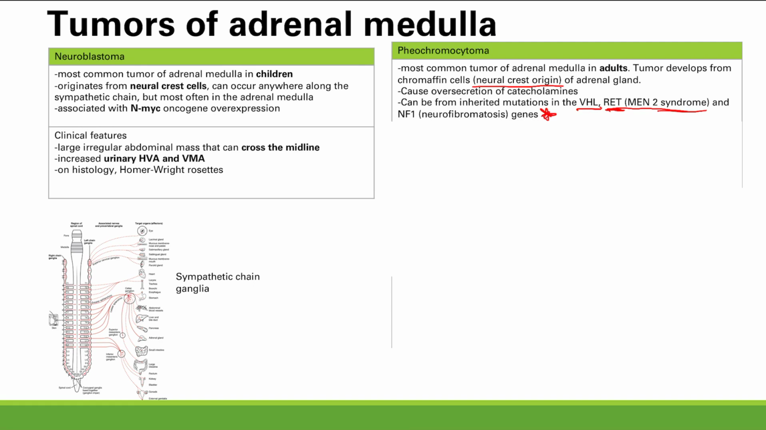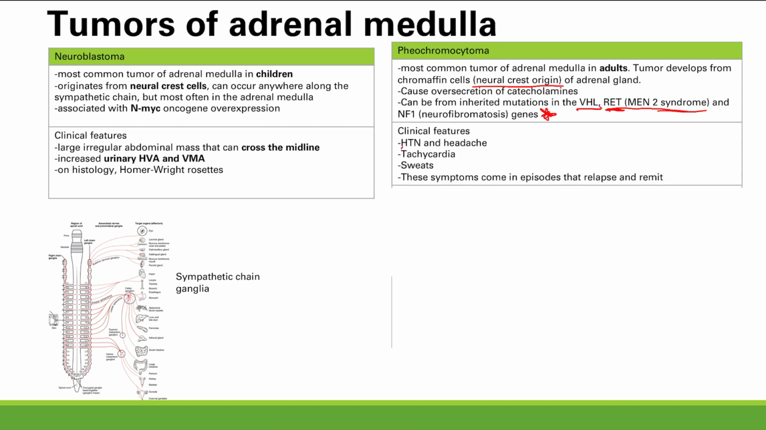Now, symptoms here, there's also a very characteristic and classic presentation. You have too much catecholamine release. What happens to your heart and your heartbeat, your pulse, your blood pressure? Well, first of all, your heart beats faster, you get tachycardia, you get hypertension. Hypertension will lead to headache. So hypertension and headache, tachycardia, you get sympathetic stimulation, so you get sweating. And the thing is that these symptoms come in episodes that relapse and remit. This is because you have fluctuations in your catecholamine release and synthesis. So you're going to get episodic hypertension, tachycardia, sweats.